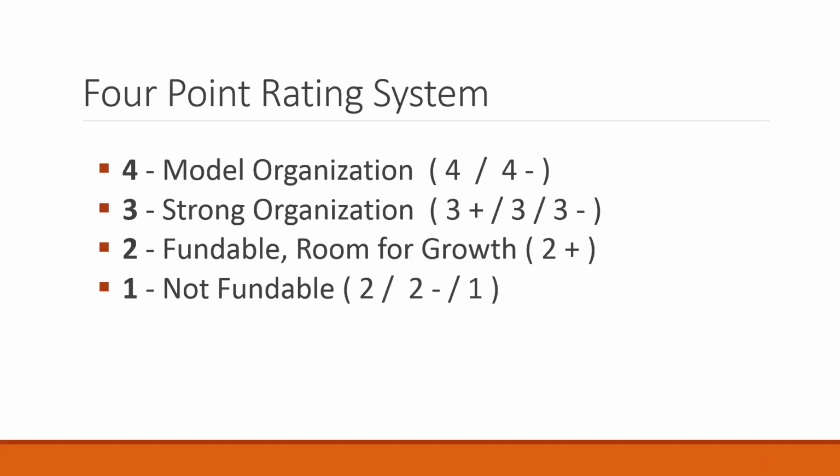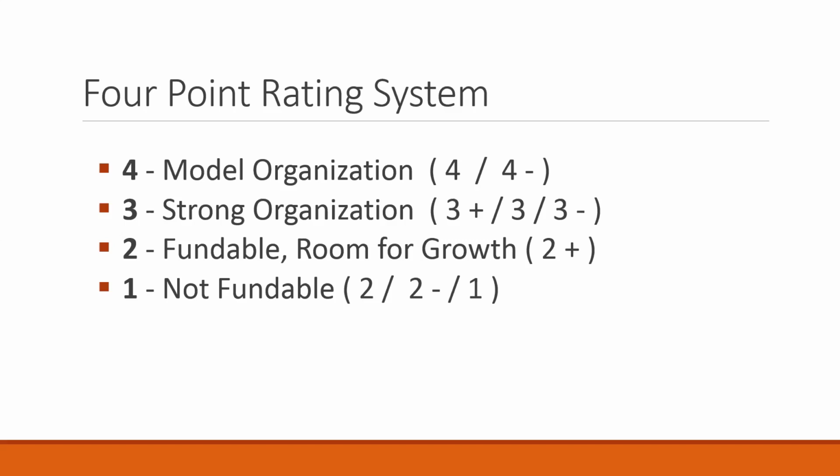Okay, so the next question is, we have these review criteria, but how do we actually provide that rating? RAC utilizes a 4-point rating system, basically 4, 3, 2, or 1. You can think of it similar to GPA. And within these 4 points, there are some steps in between. So for 4s, we have 4s and 4 minuses. We do consider 4s to be rare. We don't expect or see a lot of 4s.